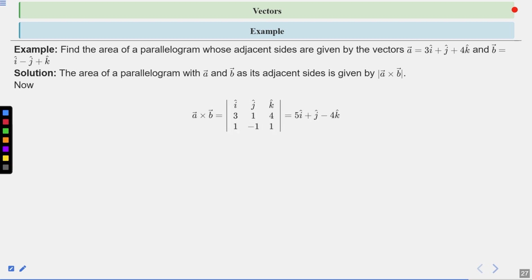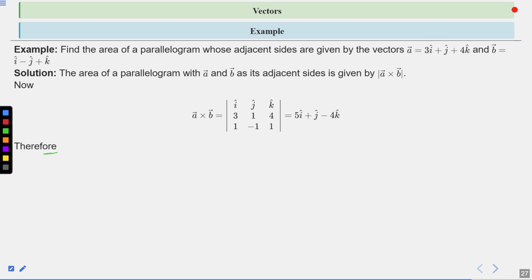Now, a cross b is what? We know a vector and b vector. I cap, j cap, k cap are the directions along their respective axes. So a vector is 3i cap + j cap + 4k cap, and b vector is i cap minus j cap + k cap. Now what is the cross product? Solve this question. So it will be 5i cap + j cap minus 4k cap.